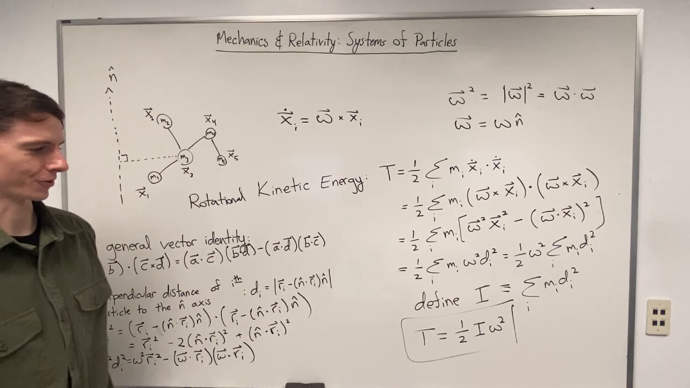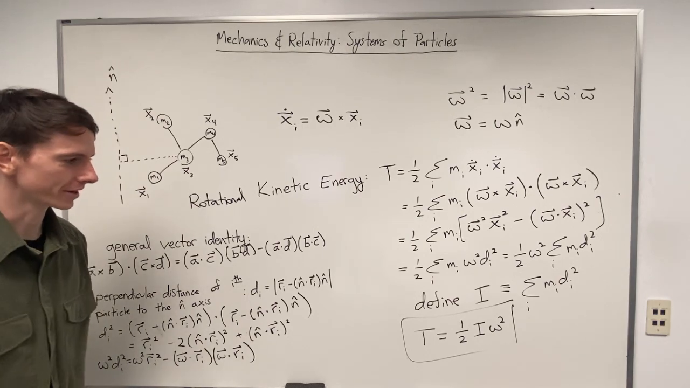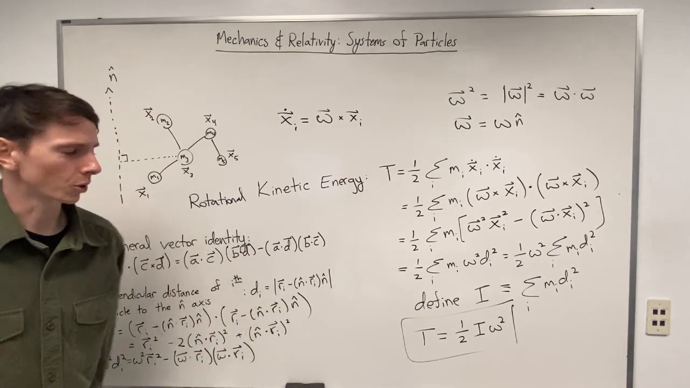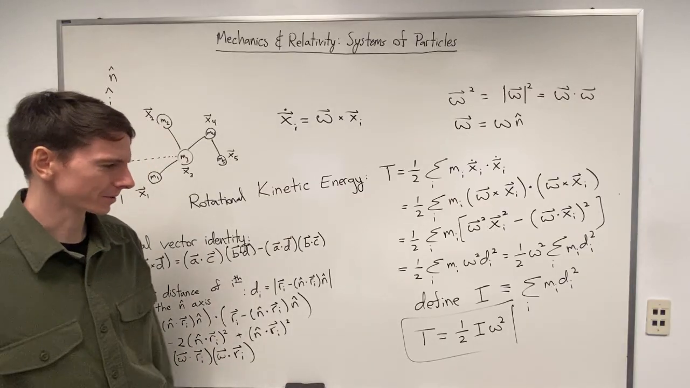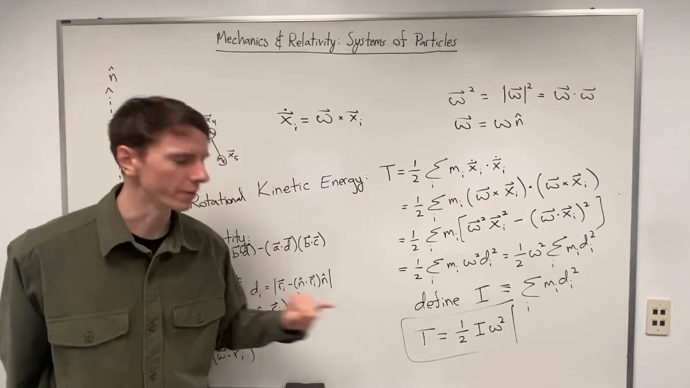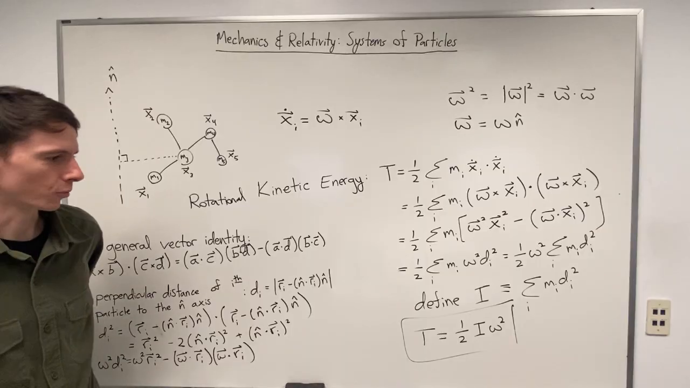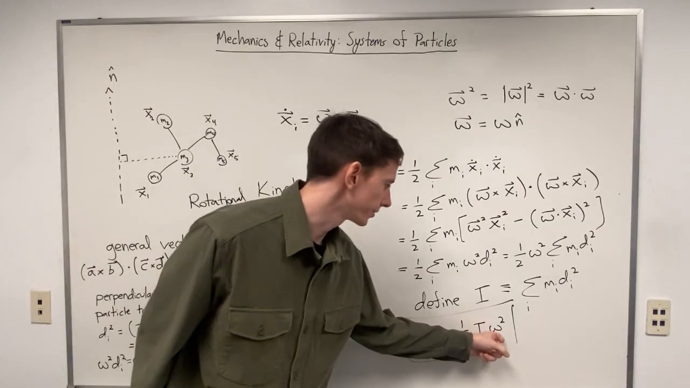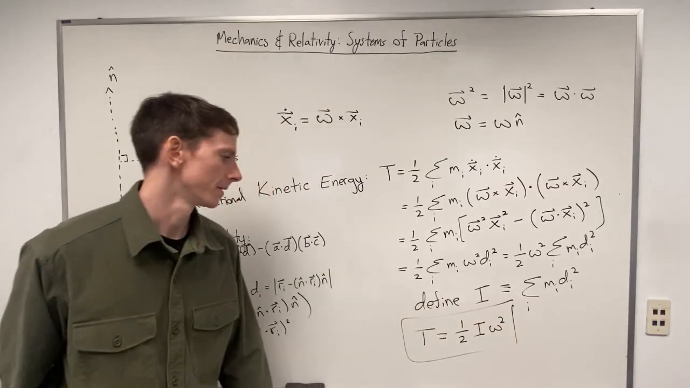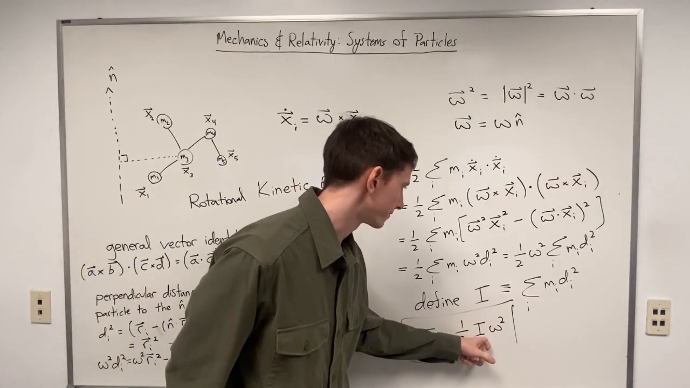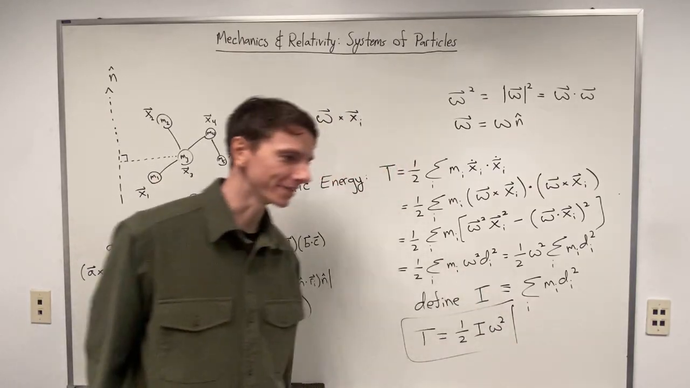So it's kind of interesting, right? Because we normally think of the kinetic energy as, up until this point, it's always just been 1/2 mv squared, right? Now we're getting something that's 1/2 I omega squared. We don't have the linear velocity v, we have the angular velocity omega. And we don't have the mass, but we have this thing, I.